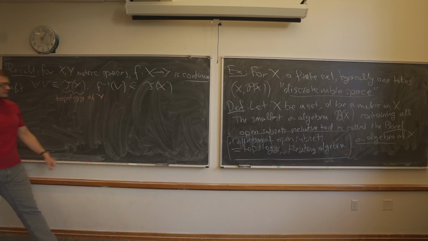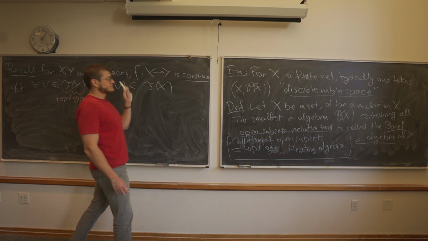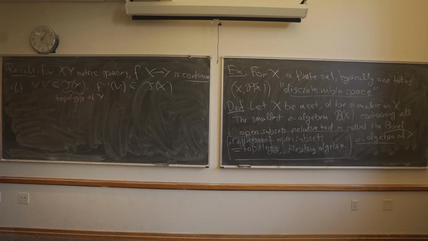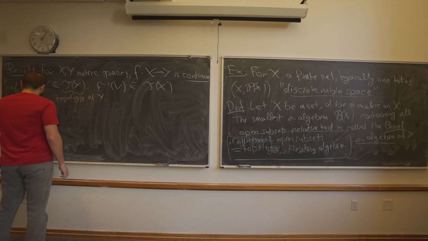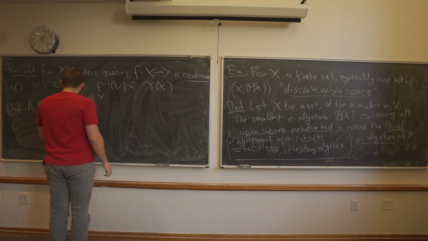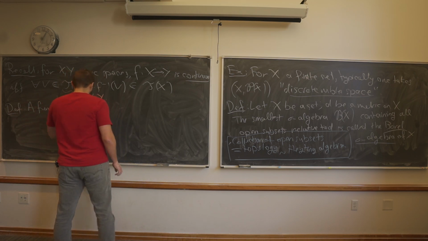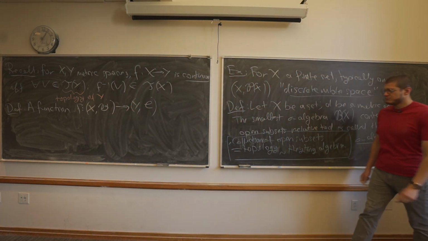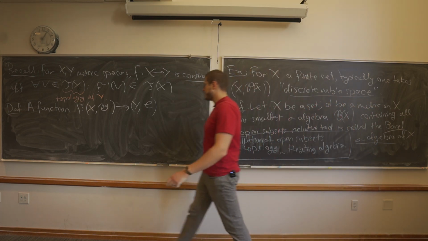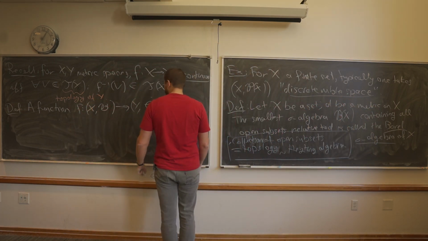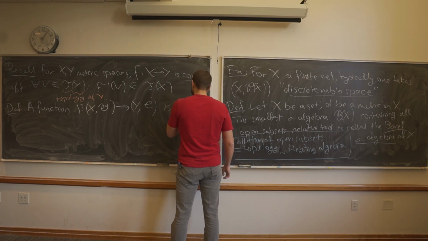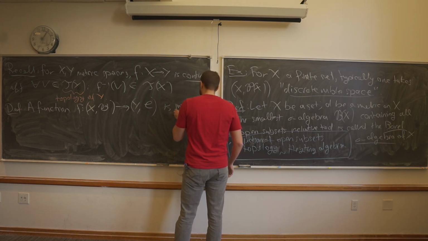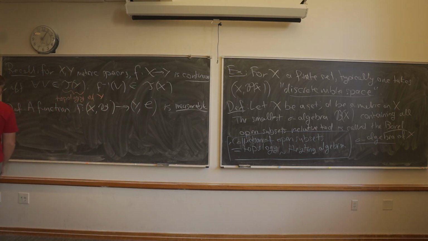Now, if you have measurable spaces, you define a function to be measurable if the same thing happens, but instead of the topology, you use the sigma algebra. A function f from (X, B) to (Y, C), where B is a sigma algebra on X and C is a sigma algebra on Y, is measurable if for any measurable subset in Y, the preimage is a measurable subset in X.